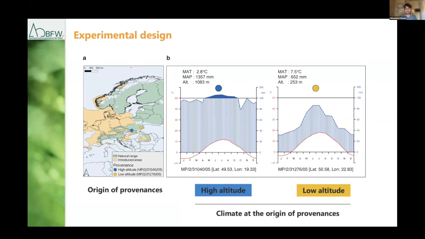experiment where we sampled two different populations of Norway spruce. One was coming from higher altitude, where the climate is basically characterized by high rainfall and lower temperature. And another population was originating from a climate which is relatively dry and warmer.